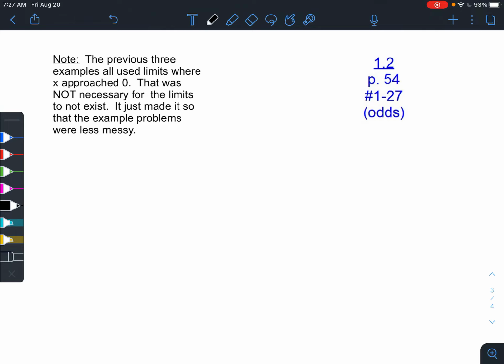All right, the assignments are over there on the right. Section 1.2, page 54, and 1 through 27, odds. In this class, every assignment I give you is going to be odds unless I specify something other than that, so I don't have to write odds 350,000 times as the course goes on.